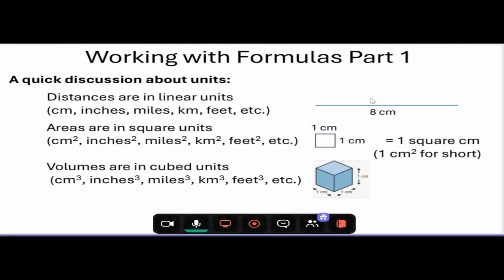So distance, straight line, linear units without any power. Area, flat spaces like triangles or rectangles or circles. How many square centimeters or square inches or whatever it is does it take? You could think of it as paint as well, right? To paint the flat area. Volume, cubed units. How many can you pour into some three-dimensional shape to fill it up? 1 cubic centimeter, we call it 1 centimeter cubed for short, but again, nothing actually gets cubed. It's just notation.